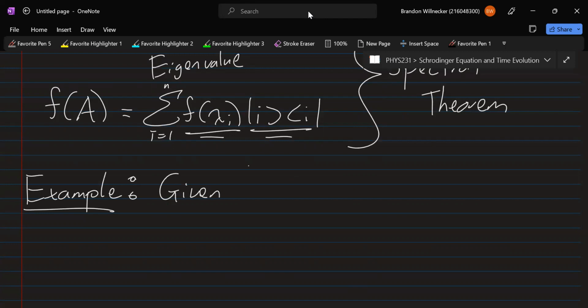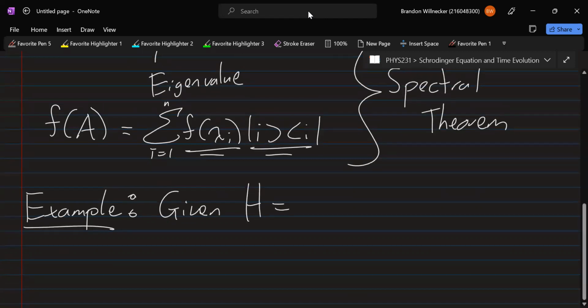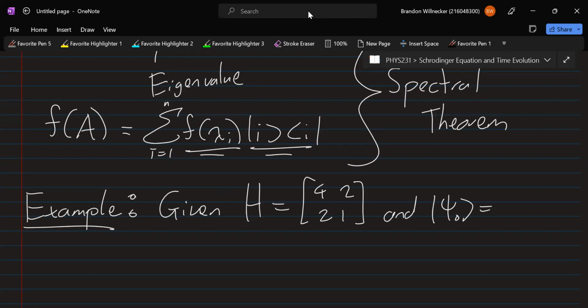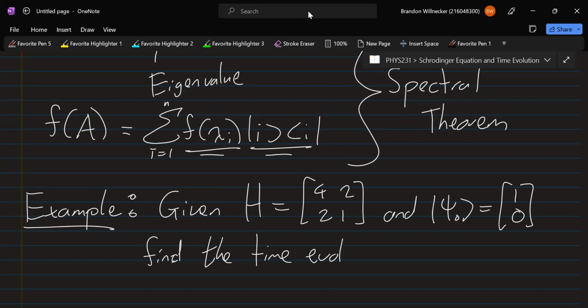Okay, so given H is equal to 4, 2, 2, 1, and psi naught is equal to 1, 0, find the time evolved state psi. Okay, so after some time t, what does the state end up being?